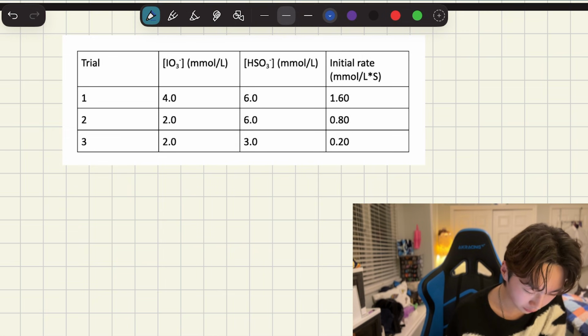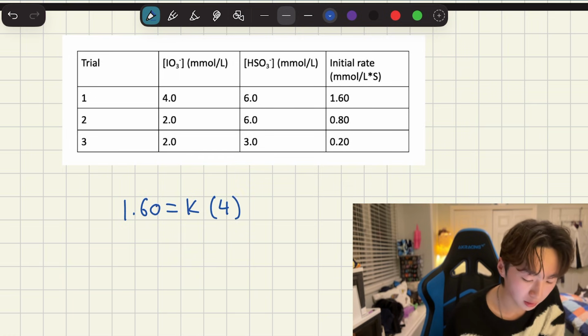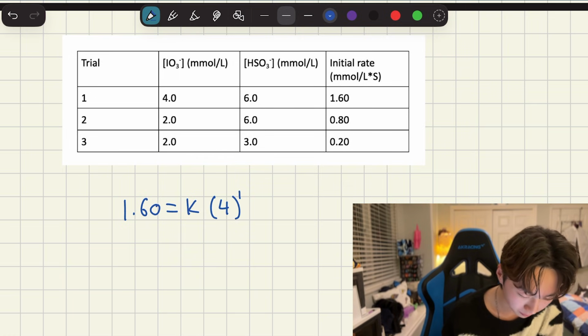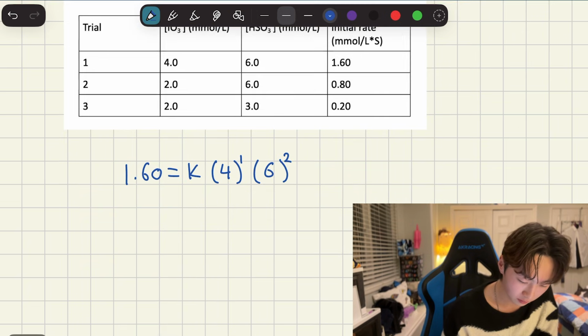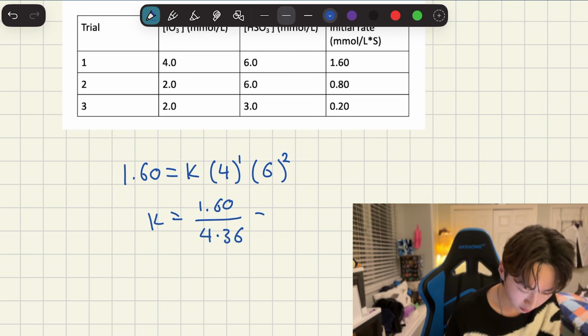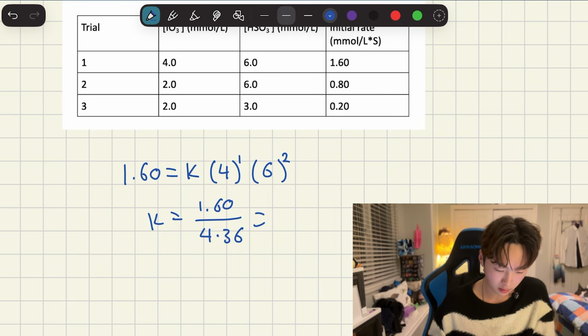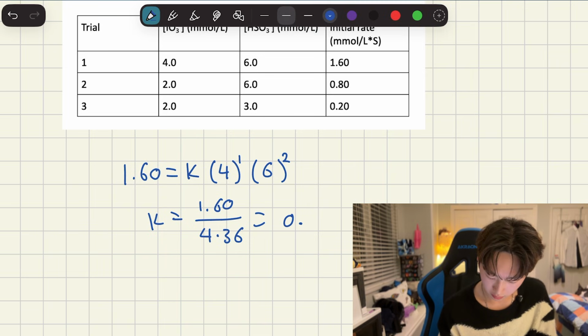Okay, so trial 1, we have our rate is 1.60 is equal to K. And then we have our first concentration. And this time we know what A is. We know A is 1, so it's to the power of 1. And then the next concentration, just 6. And we know the B is 2, so it's going to be raised to the power of 2. And now we just solve for K. So K is equal to 1.60 divided by 4 times 36. And plugging into the calculator, we get 0.011.